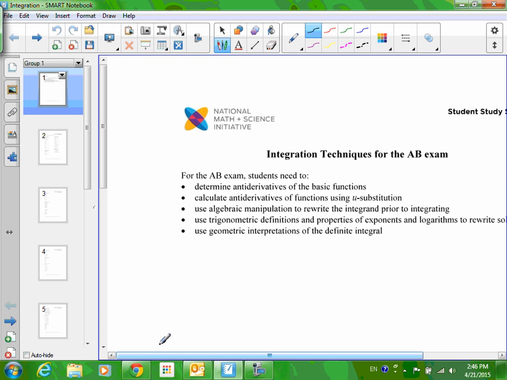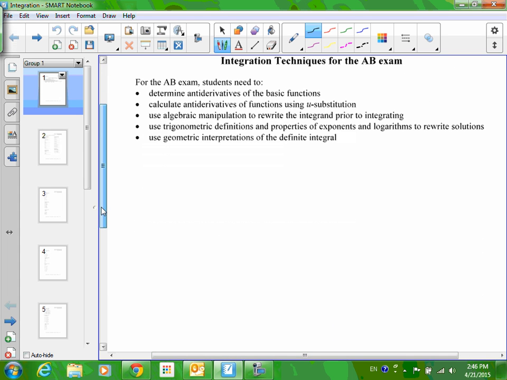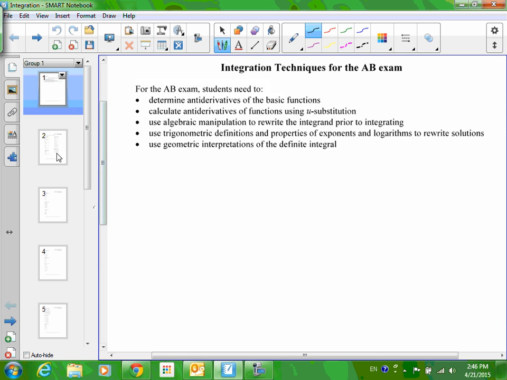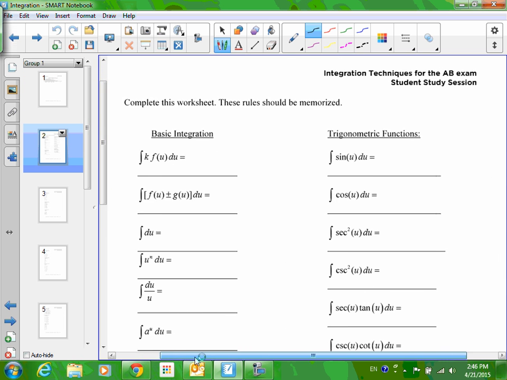So in this lesson, we're going to go over the integration techniques. One thing you've got to know is your trig. When we look at this next page, you need to know all of these rules. This first one isn't so much a rule as more of a property.